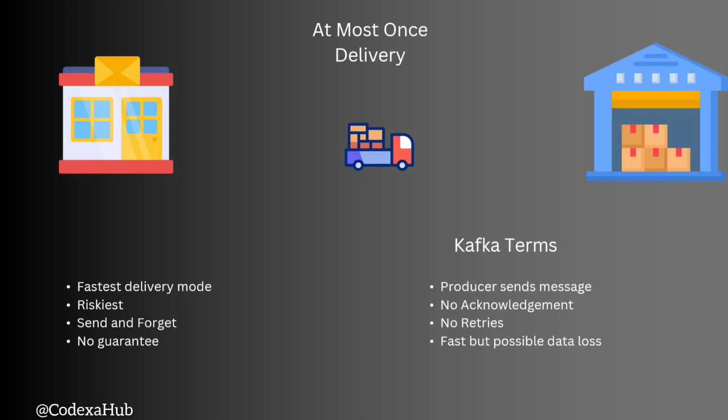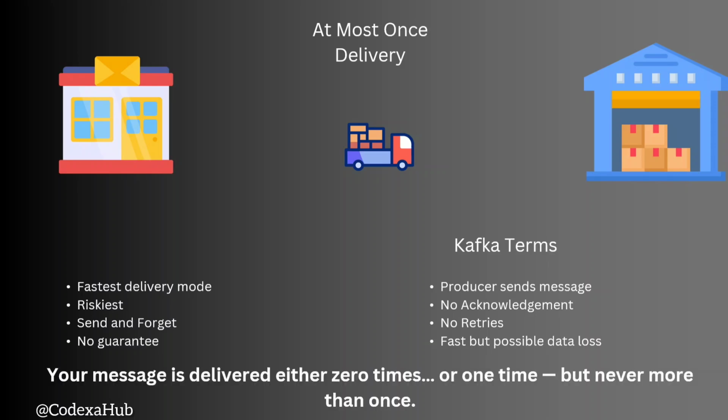In Kafka terms, the producer sends the message, but it does not wait for an acknowledgement from the broker. And it won't retry if something goes wrong. That's the at most once delivery semantic. In simple terms, your message is delivered either 0 times or 1 time, but never more than once. Now let's move on to the second delivery mode, at least once.